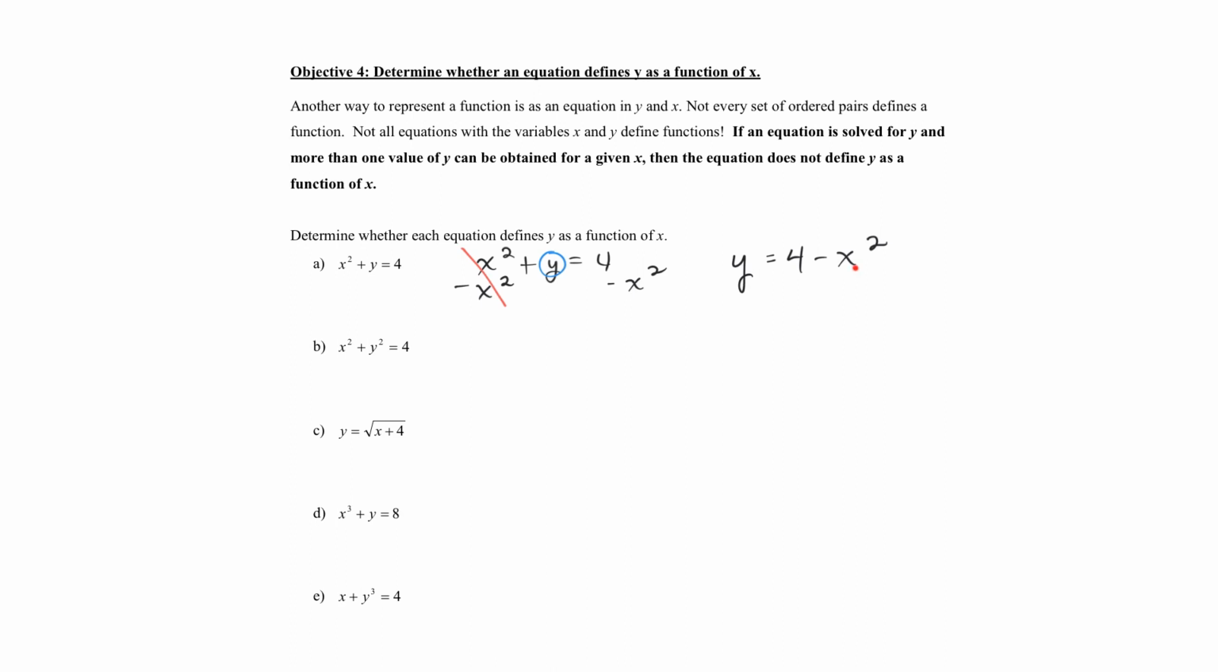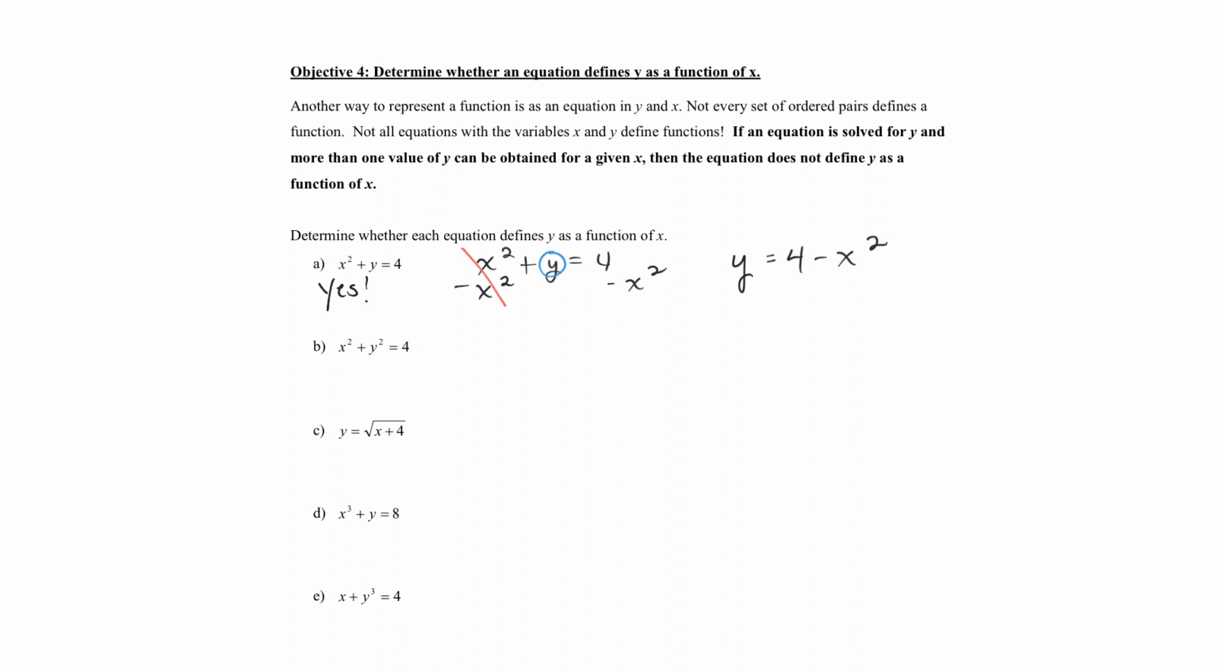If I let x be 0, 0 squared is 0, 4 minus 0 is 4. If I plug in 1, 1 squared is 1, 4 minus 1 is 3, and only 3, right? So this one is yes, right? Now let's look at the next example.